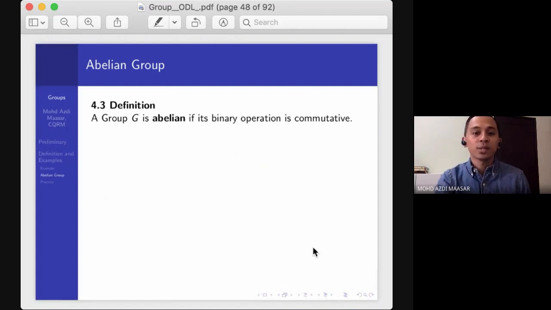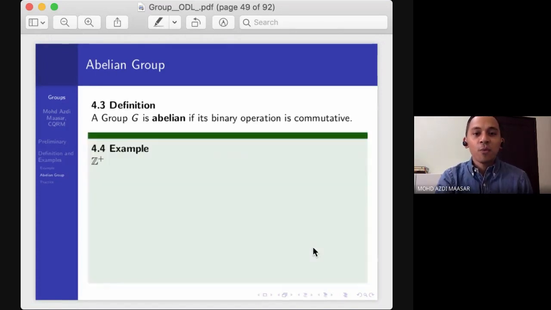Now let us look into some examples. In 4.4 example, let us have a set of positive integers Z plus. We know that the main ingredient for a group is a set. Here we have the set Z plus. And second, a closed binary operation. So we need to define an operation too. Let's say we consider this set of positive integers under addition. We want to check if this forms a group. Here we quickly see that it is not a group.